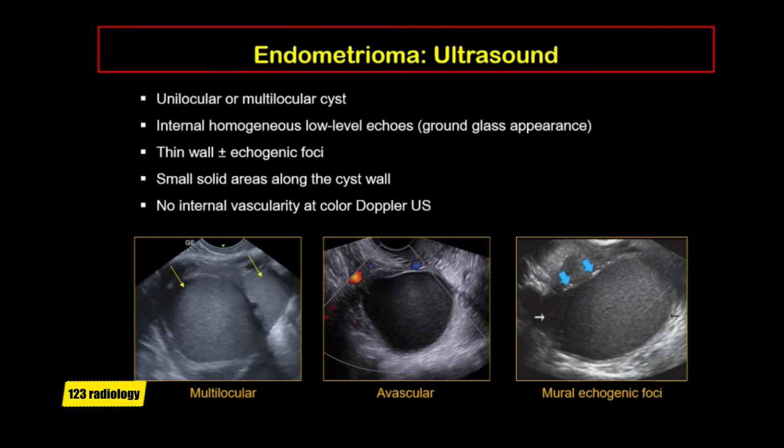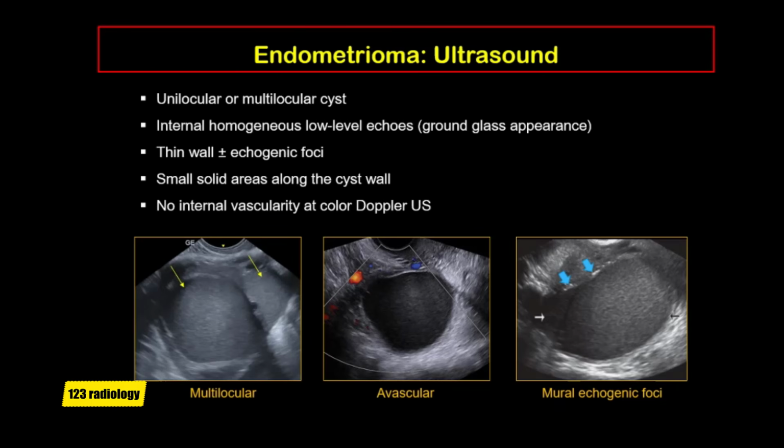Endometrioma typically appears as complex cyst. It is usually unilocular, but can be multilocular. It shows diffuse, homogeneous low-level internal echoes, giving a ground glass appearance. It usually has a thin wall, and may have a thick, fibrous wall.